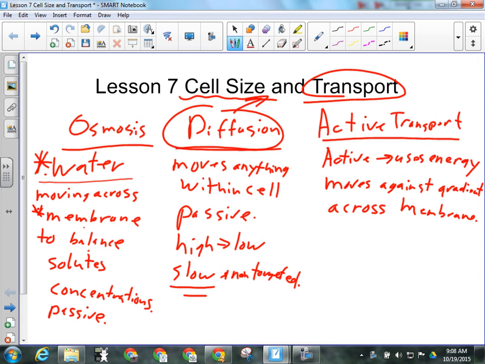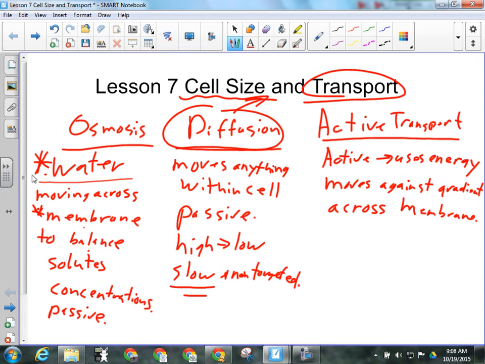Diffusion moves anything within the cell, not across the membrane. It's passive. It only moves from high to low, and it's slow, and it's not targeted, which means there's no guarantee it actually ends up where it's supposed to. It does most of the time. Now, the other problem with diffusion, what did we say? That diffusion works well within the cell, but it only works well over small areas, short distances. That's what we want to look at a bit today.